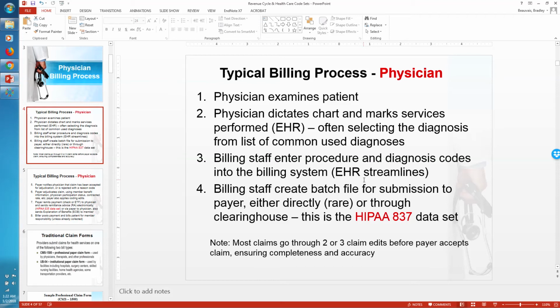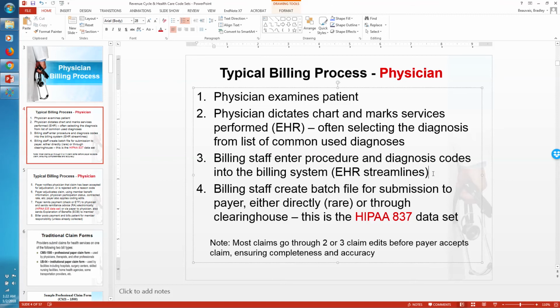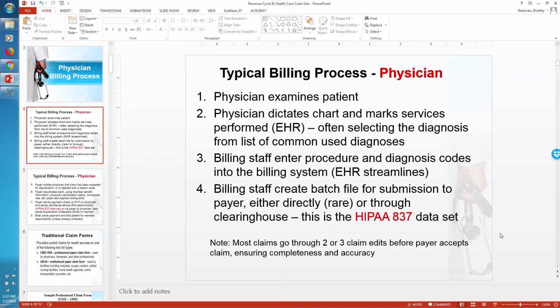young leaders like yourselves get involved with that education process and help them to be more efficient and more effective, because the most valuable thing to a physician is time, right? So when you can save them time, this is how you can really get in good graces with these physicians, because when you save them time, you're basically putting money back in their pocket, because that means they can go and do something else. Okay, and then the billing staff create a batch file for submission, and we call this the HIPAA 837 data set.